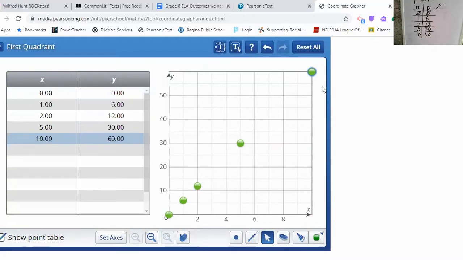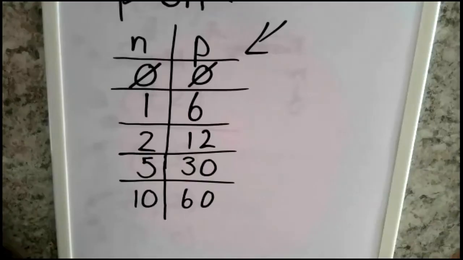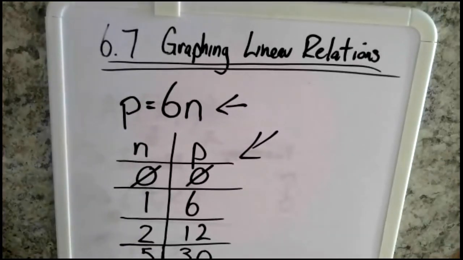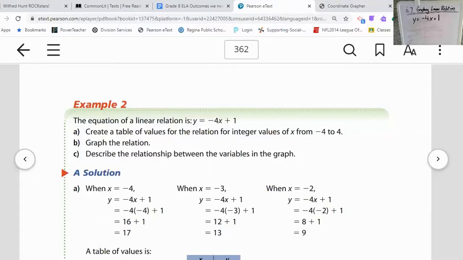And that's what you're going to work on today, grade 8s. So hopefully that made sense to you. Today all you're going to do, let's go back to the textbook here. Okay, grade 8. So here's one question I want you to look at. It's an example in the textbook on page 362.